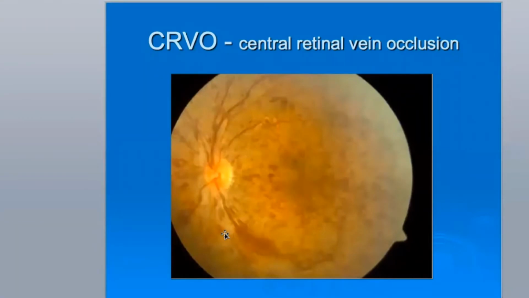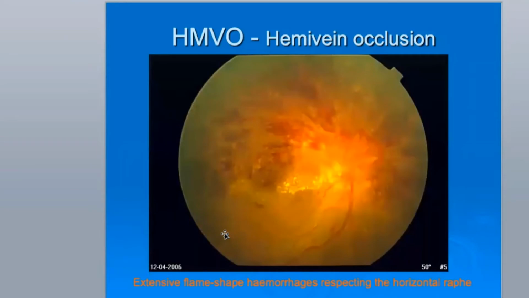Yeah. Now, again, this one. This is the right eye of the patient. You can see optic swelling. You don't see the margin very well. You see flame-shaped hemorrhages. Very nice.